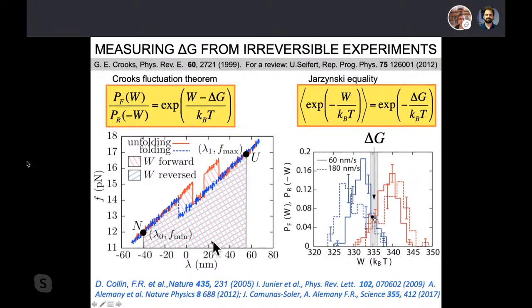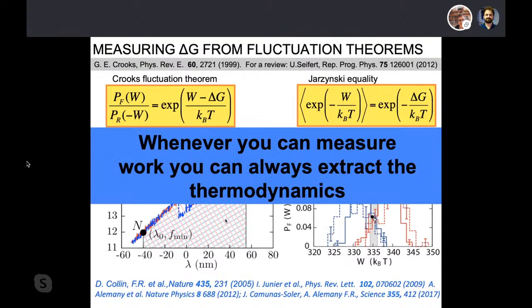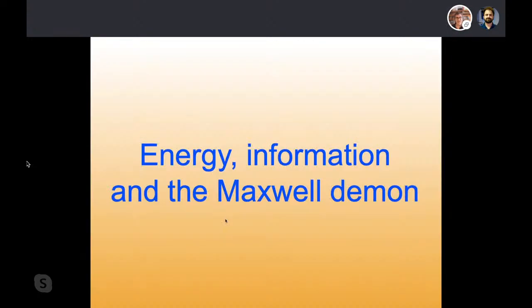So this has been applied in many contexts: for the recovery of thermodynamic branches, to non-native states like intermediate and misfolded states in this reference here, and to intermolecular binding, and to test the validity of possibly among the most important laws in chemistry, which is the law of mass action. But the message is that whenever you can measure work, you can always extract the thermodynamics.